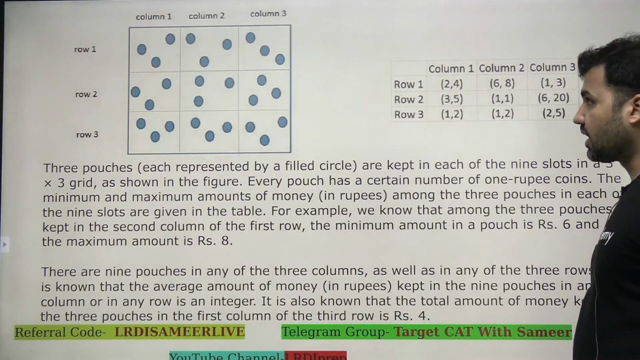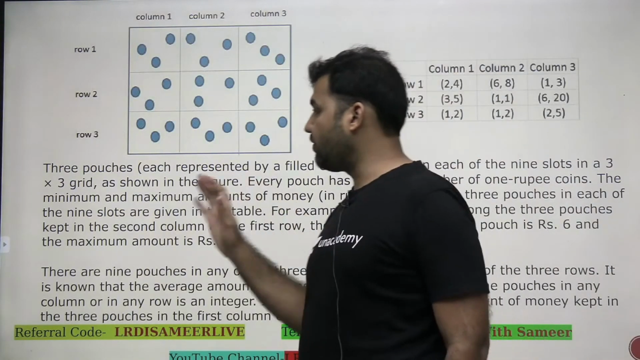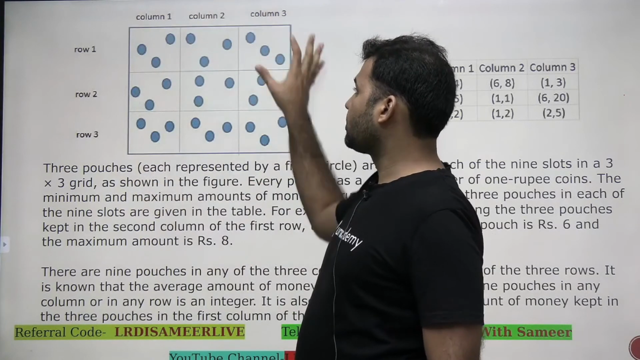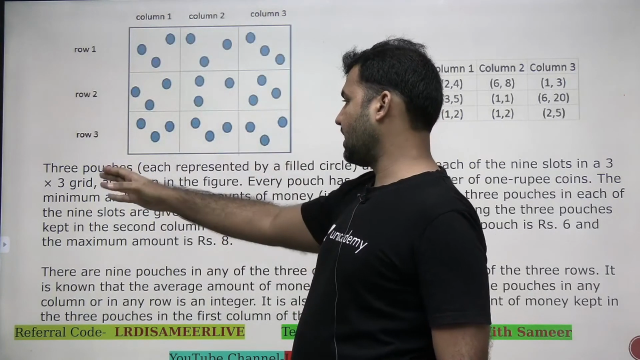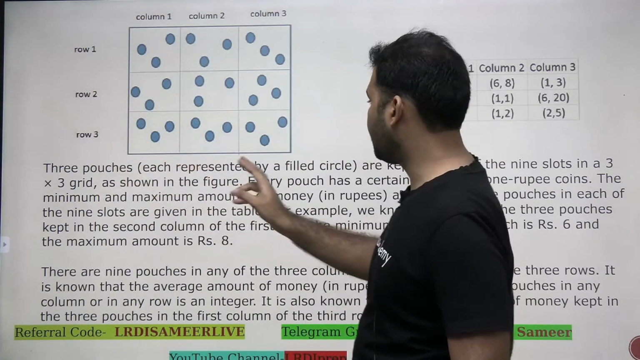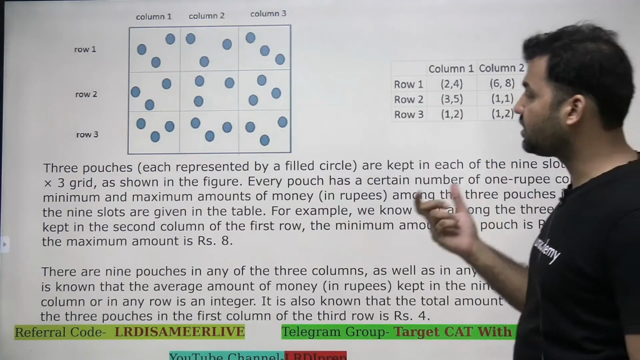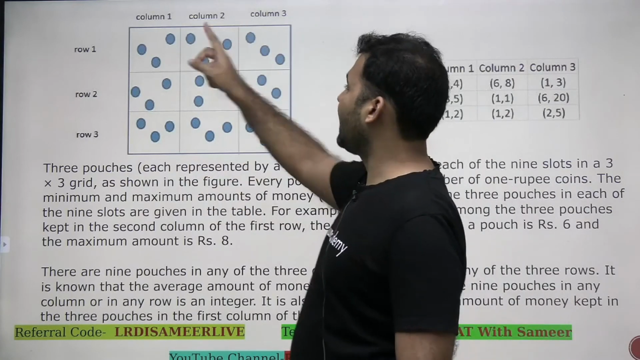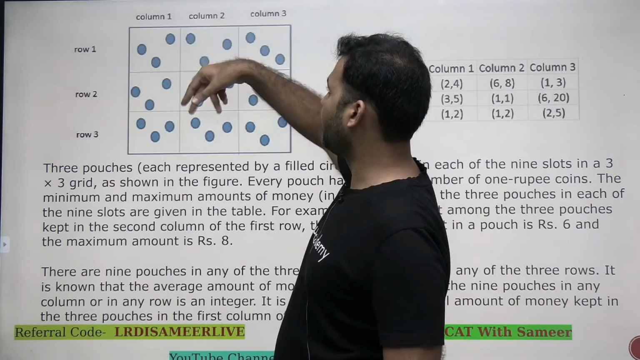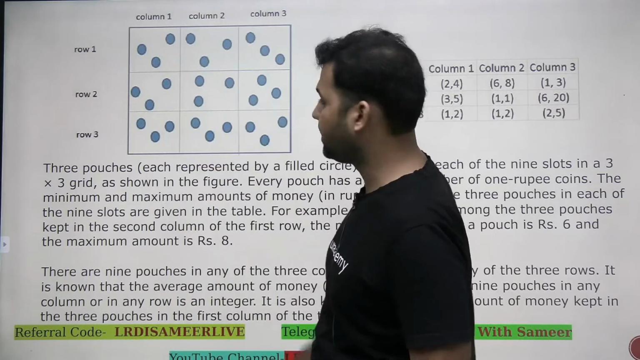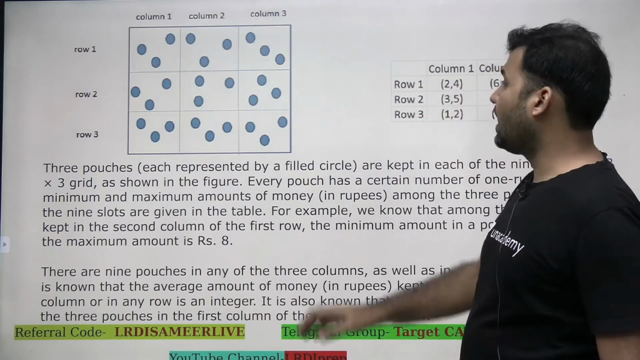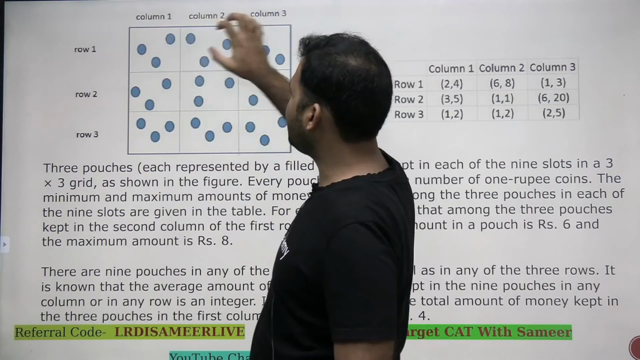Let's have a look at the puzzle here, guys. So what we have in this is, there's a matrix of 3 into 3 given here, and the explanation is like this. The 3 pouches, each represented by a filled circle, are kept in each of the 9 slots in a 3 into 3 grid as shown in the figure. So we have a 3 into 3 grid, right? Column 1, column 2, column 3, row 1, row 2, and row 3, right? And in every cell, 3 pouches are kept, right?